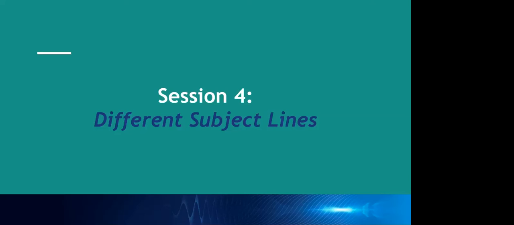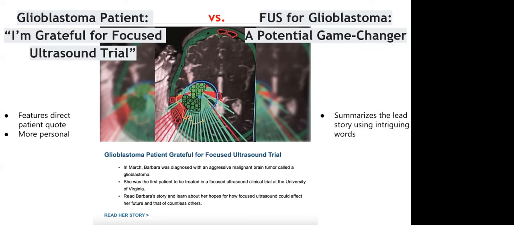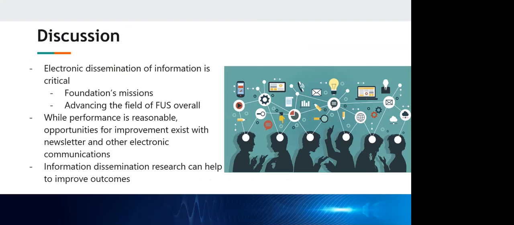In the fourth A/B testing session, we switched the subject lines, but they were both about the same story. For test cell A, the subject line was "Glioblastoma patient: I'm grateful for focused ultrasound trial." This subject line features a direct patient quote and it's more personal. Test cell B's subject line was "FUS for glioblastoma: potential game changer." This summarizes the lead story using intriguing words, which is typical of a control newsletter. We just received this data yesterday, so we're still analyzing it, but the subject line with the direct patient quote did win for open rate.